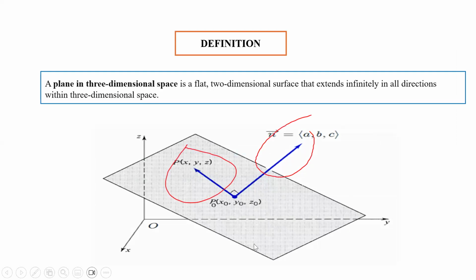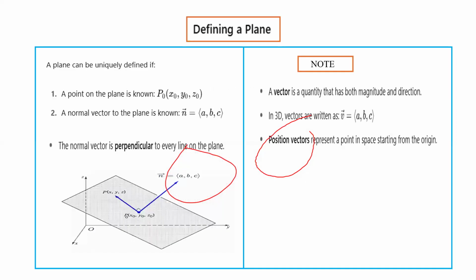Defining a plane. A plane can be uniquely defined if, one, a point on the plane is known as P subscript 0, with coordinates x subscript 0, y subscript 0, z subscript 0. Two, a normal vector to the plane is known, shown with the vector notation over the symbol n, which is equal to (A, B, C).